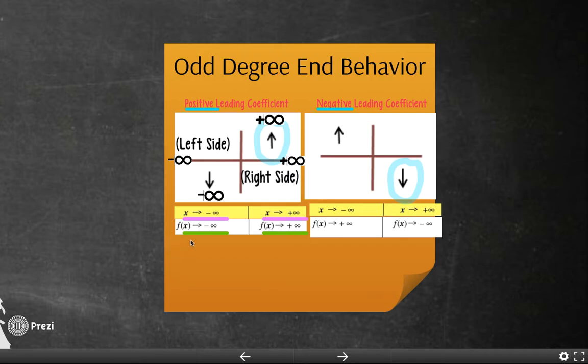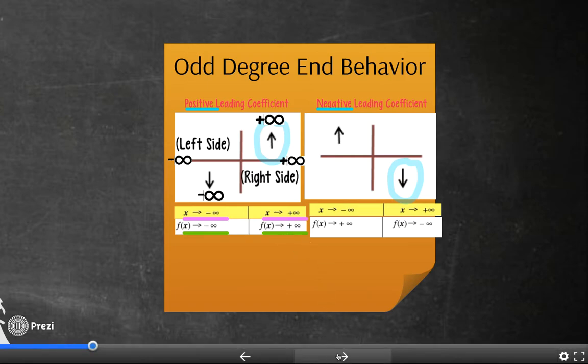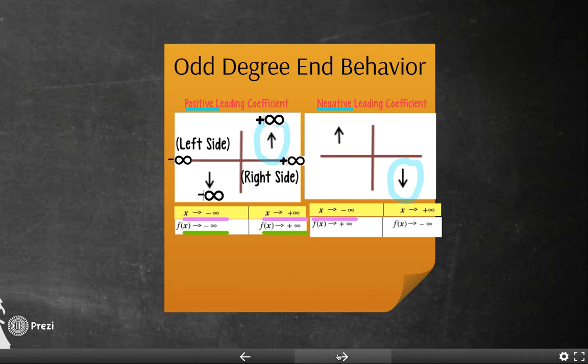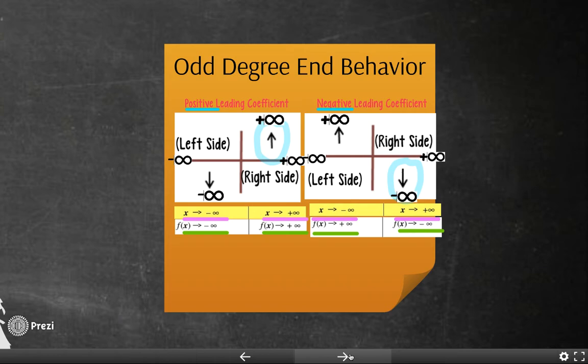The thing that's going to change is your f of x. You tell me where the arrow is pointing, and that would be your answer for the end behavior. Okay? So, on the other one, as x approaches negative infinity, the graph is headed to positive infinity. So on the left-hand side of the graph, the arrow points upward. Okay, and as x goes to positive infinity, or is on the right-hand side of the graph, the arrow is pointing downward, which means f of x is headed to negative infinity.